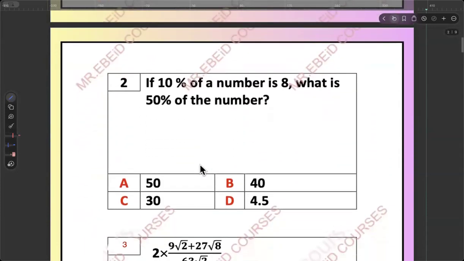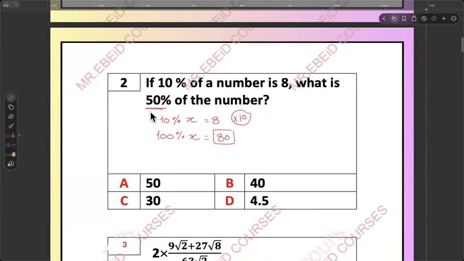Question 2: if 10% of a number is 8, I usually translate this word problem into mathematics in this form: 10% of x. So it's 10% x equals 8. We can multiply both sides times 10. As you know, 100% of x is the same as x. So it will be 80. So the number is 80.